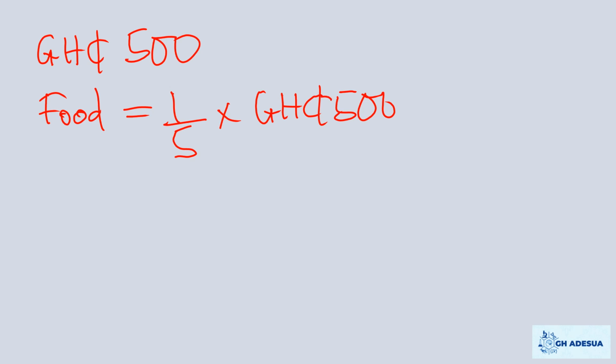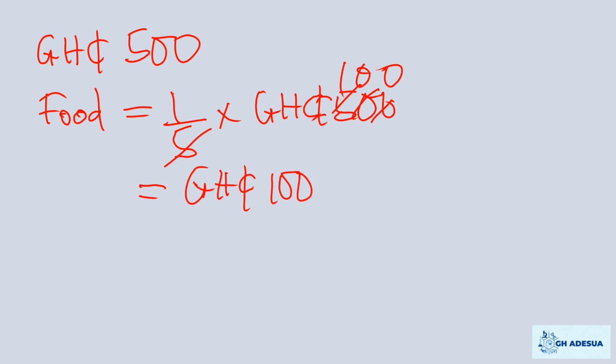All right, so the amount received by selling the books is 500 cedis. And we are told that the amount spent on food is 1/5 of the sale. So 1/5 times 500. 5 cancels 5, 100. So the amount spent on food is 100 cedis.